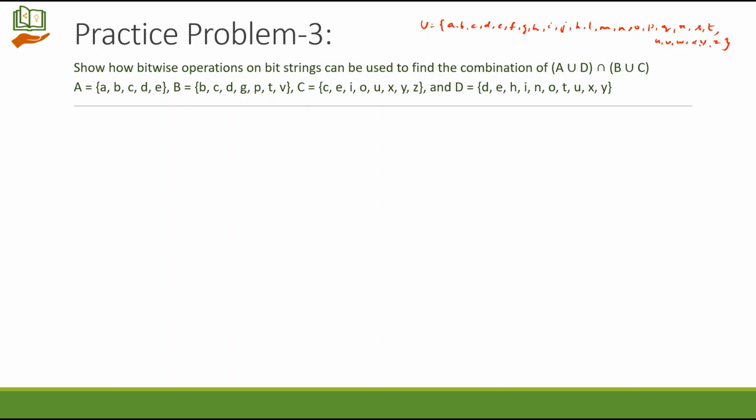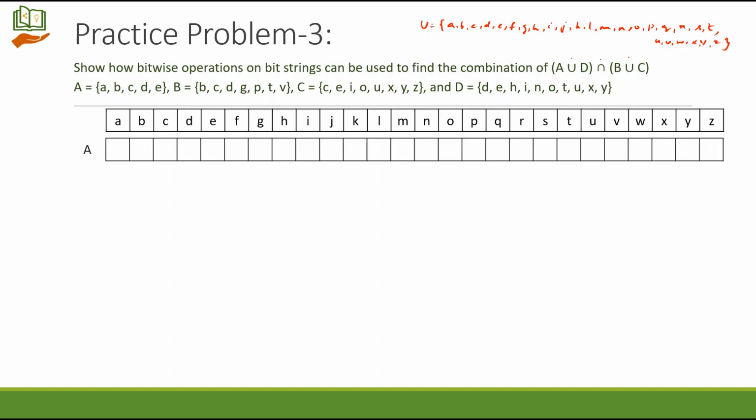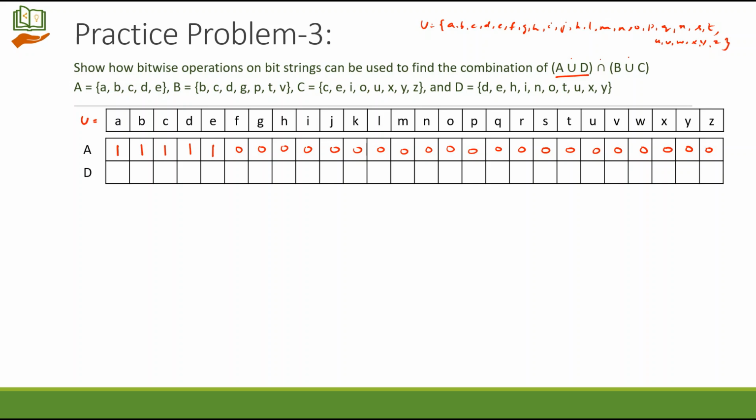They have given two union operations, and the results of the union operations should be put under the intersection operation. So this is the universal set. Let's take this to be U. The first operation that we will take will be A union D. So how will we represent A? We have A, B, C, D, E. This is A. The remaining places should be filled with 0 to say those elements are absent in the subset A. Now we will go for D.